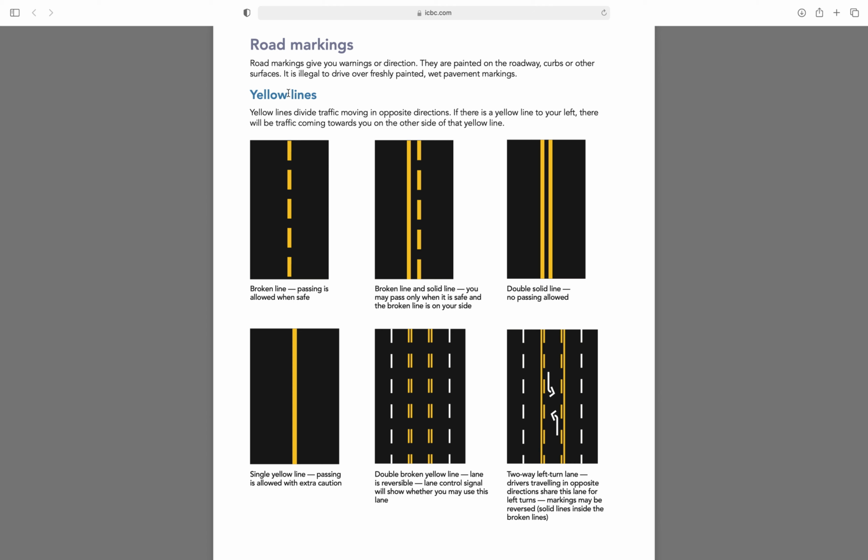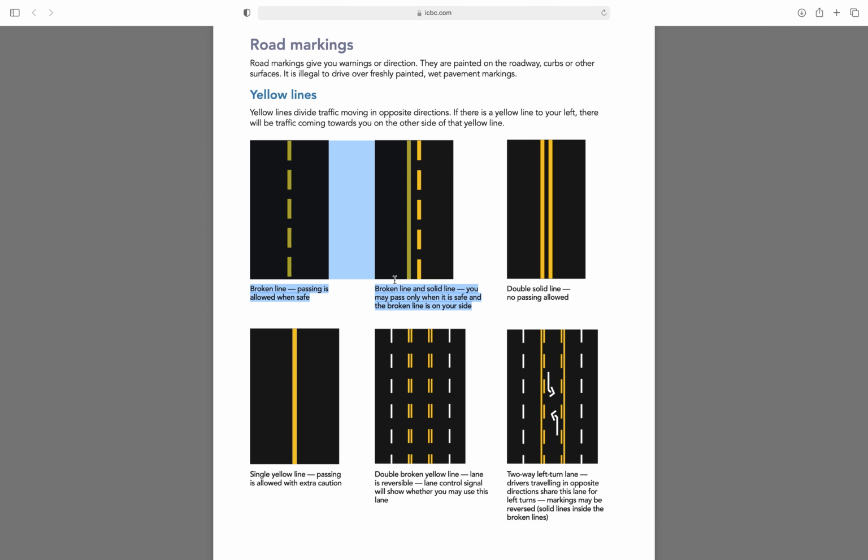So yellow lines. Yellow lines divide traffic moving in opposite directions. If there is a yellow line to your left, there will be traffic coming towards you on the other side of that yellow line. So the broken line, it's usually made for two directions, so one person will be going this way and then one person will be going this way. But if it's broken, you can pass if it's safe to do so.